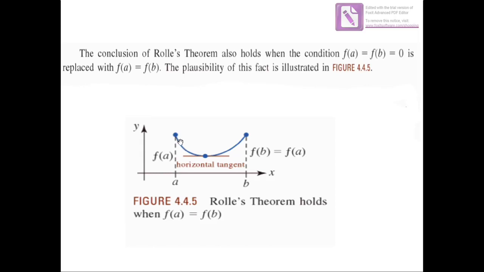Then here we have f(a) equal to f(b), where f(a) is not equal to 0 and f(b) is not equal to 0 also, but they are equal. So there exists c such that f'(c) is equal to 0, or we have a horizontal tangent line in the interval a to b.